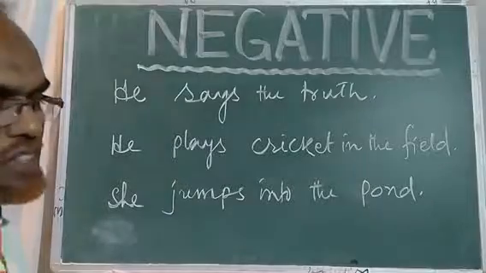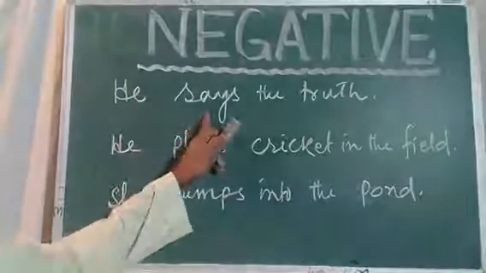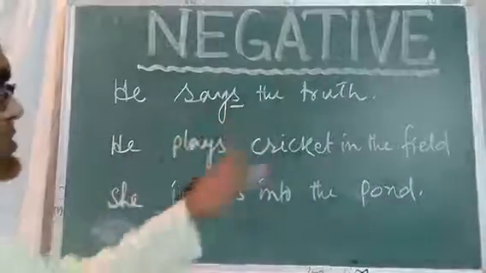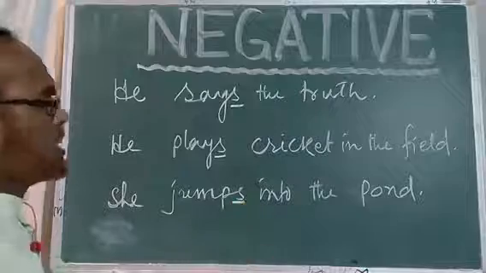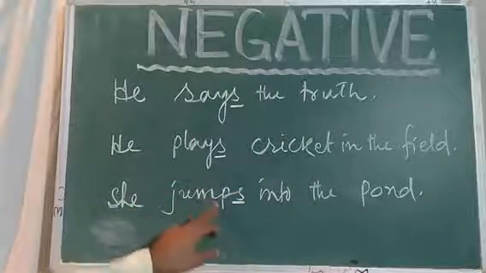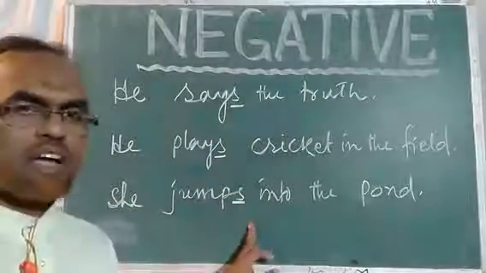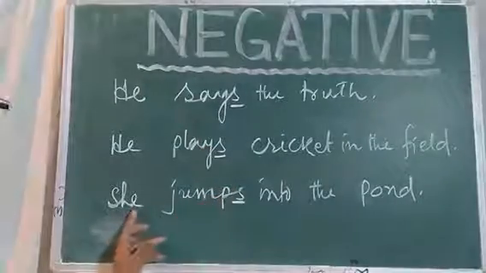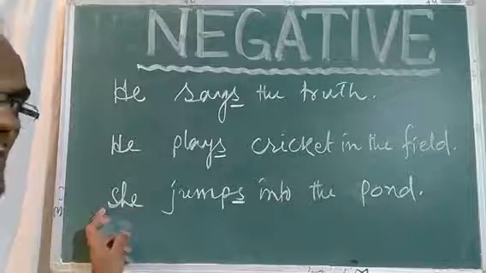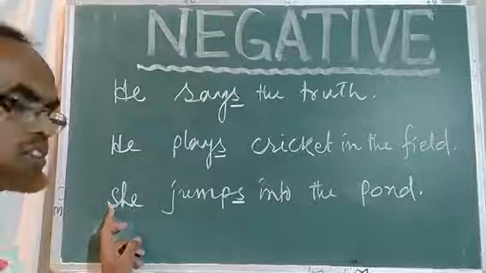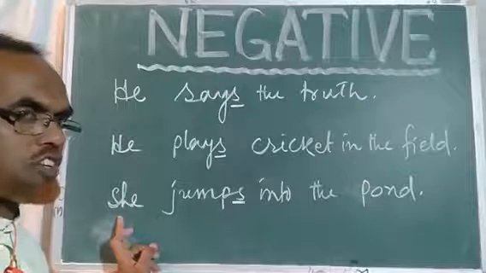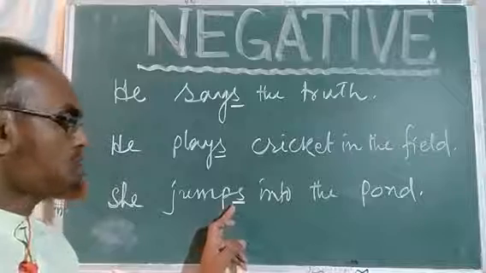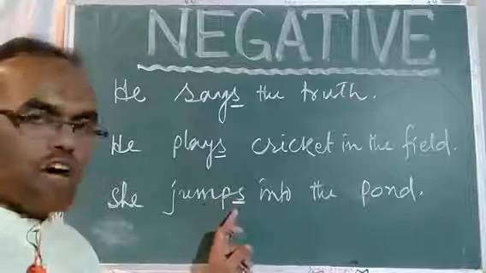I'm going to solve these three sentences. Here we notice that s is added with the verb in every sentence. If s is added with the verb, then the subject of the sentence will be in the third person and singular number. If the subject is in the third person singular number, then s or es is added to the verb.